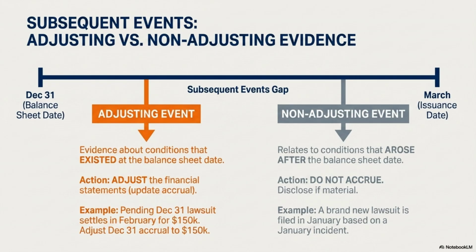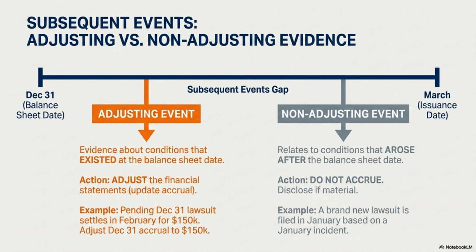An adjusting event. A lawsuit was pending at December 31st. In February, before the statements are issued, the company settles for $150,000. That settlement is evidence about the value of the obligation that existed at December 31st. You adjust your accrual to $150,000. The settlement price tells you what the liability was actually worth at year-end.